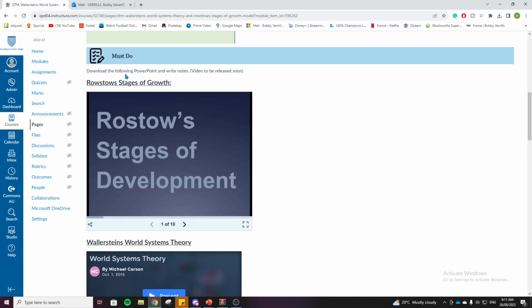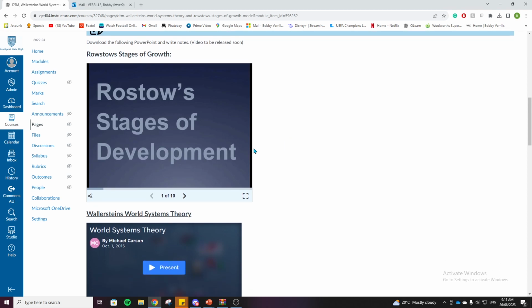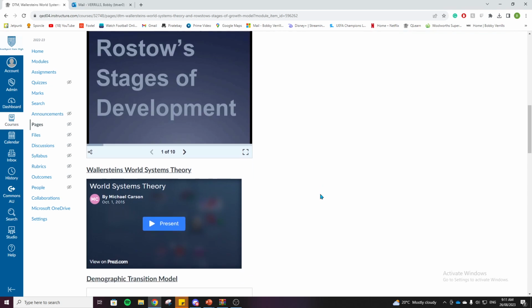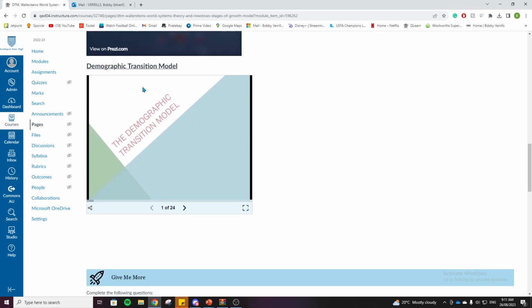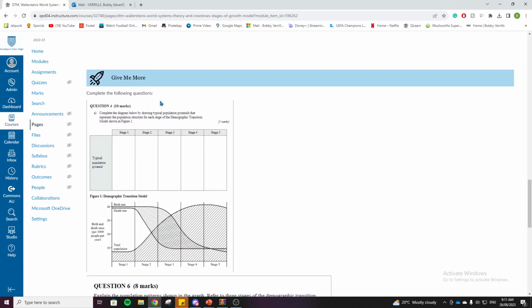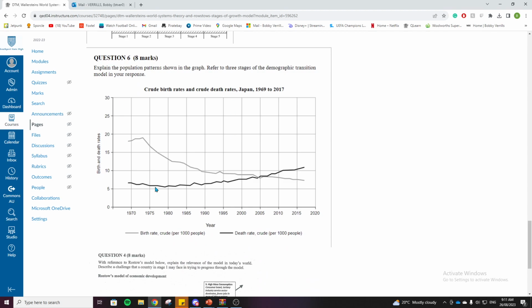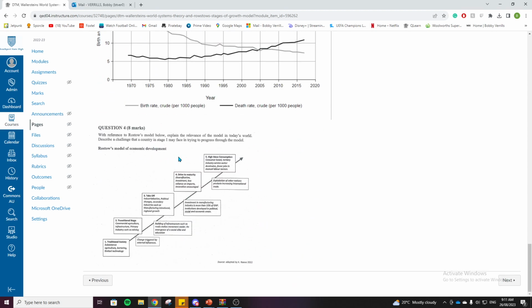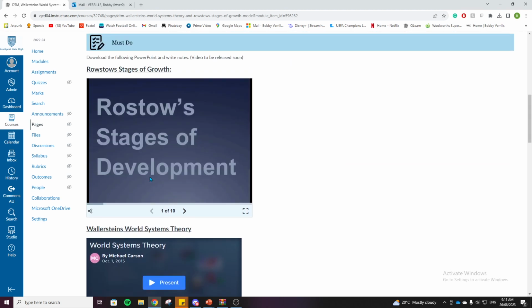So I have 3 PowerPoints here. I did not make these, by the way. I got one on Rostow's stages of development, Wallerstein's world systems, and a demographic transition model. And after we go over each of these PowerPoints, there are some questions from previous external exams for you to practice your knowledge that you have learnt. Alright, let's start off with Rostow's stages of development.